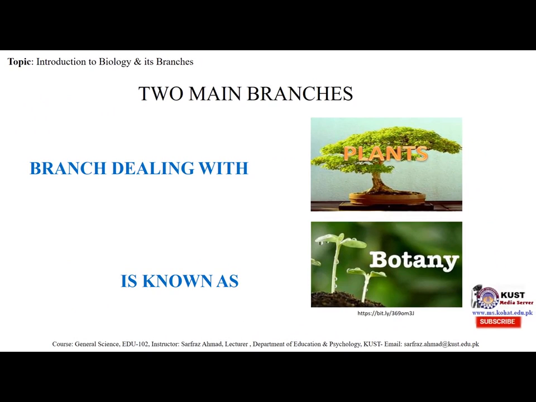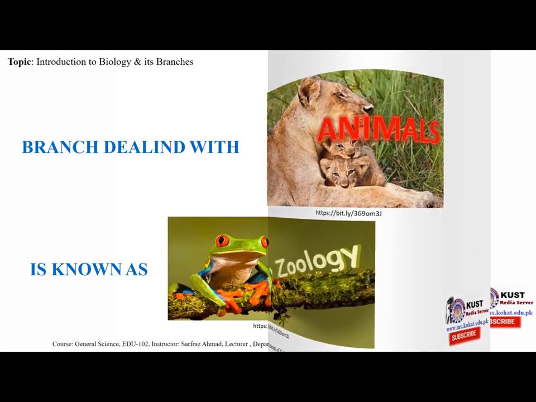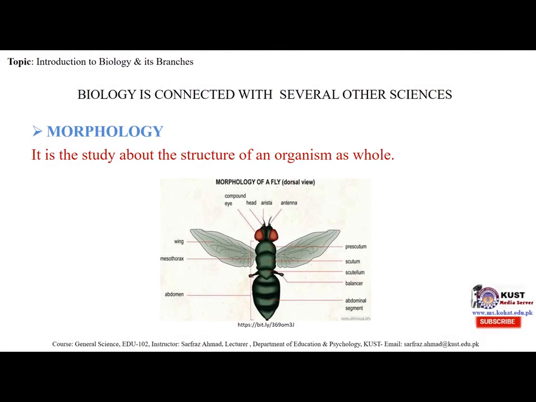There are two main branches. The branch dealing with plants is known as botany, and the branch that deals with animals is known as zoology. Biology is connected with several other sciences, like the first one, morphology.